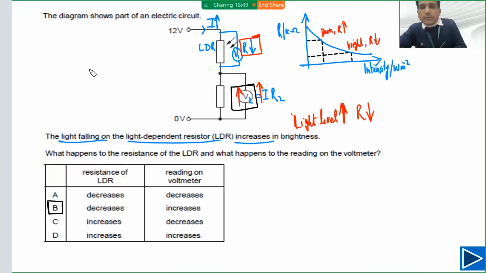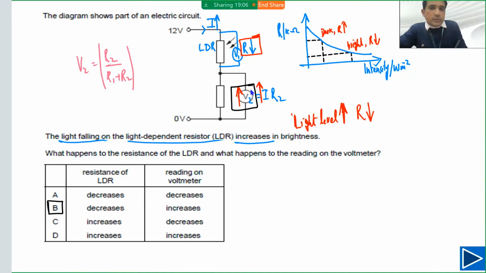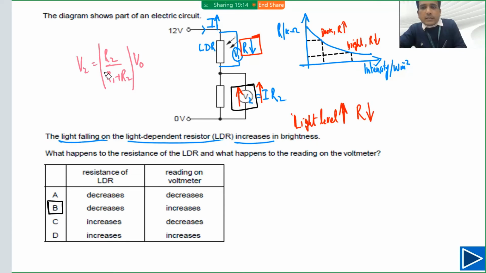You can also compare this with V2. For example, this will be equal to R2 over R1 plus R2. You can also understand with the help of this formula. Sometimes students are a little bit confused with this one. Oh, current increases, resistance of this one decreases, so they get confused with this part sometimes, but you can understand with this one as well. As this R1 decreases, this one is the same, this one is the same, it means this one has to increase. You can understand with resistance if you're not clear with current.